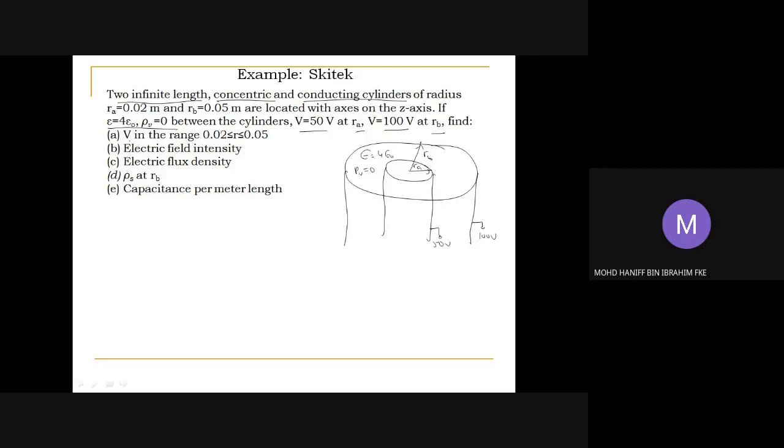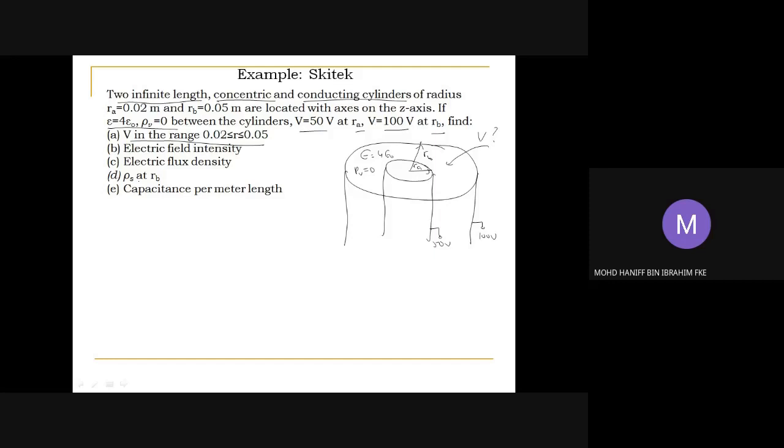Okay, so the question now is to find V in the range of 0.02 to 0.05. So we need to find the potential between RA and RB. Based on this problem, we can use the uniqueness theorem to calculate the potential, because as I mentioned in the previous example, we are given the boundary conditions and also the area properties. So by that, we can use the uniqueness theorem to find the potential as requested here.